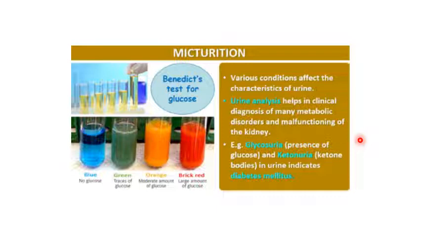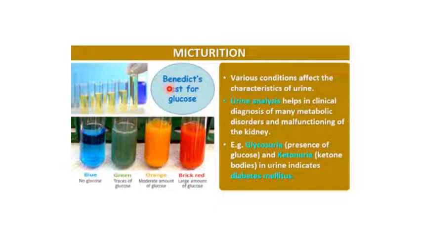For example, if glucose is present in the urine, then it is called glycosuria. If ketone bodies are present in the urine, then we will have ketonuria. So this will indicate that a person may be suffering from diabetes mellitus.